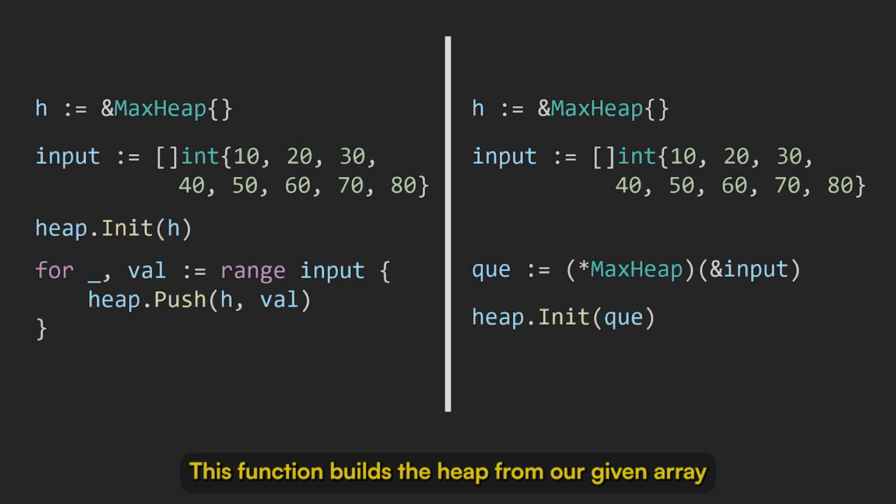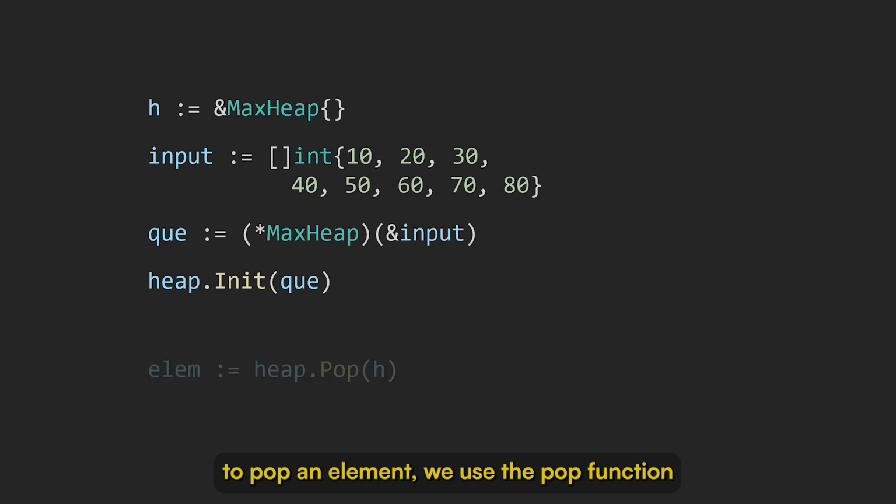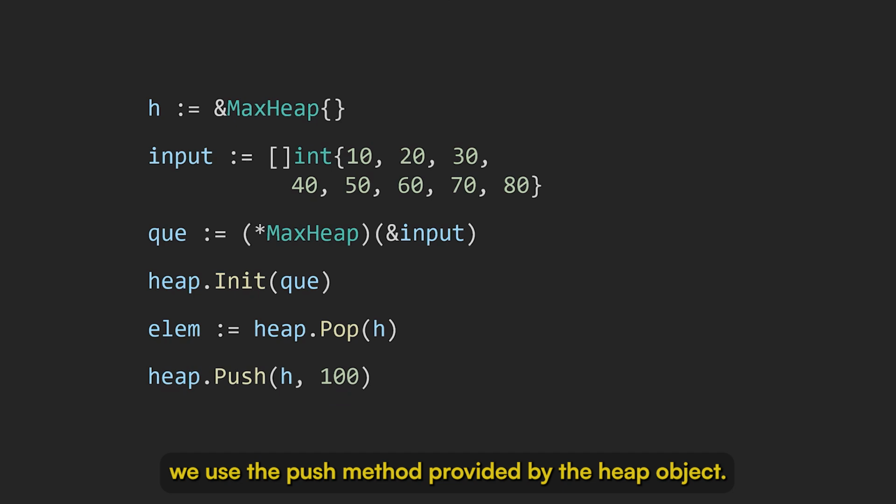This function builds the heap from our given array, and the implementation would be similar to the build heap function that we have already discussed in a previous video. And as we have already seen, to pop an element we use the pop function provided by the heap object. We need to pass the pointer to our heap array to the pop function. To use the push function, we use the push method provided by the heap object again. We need to pass the pointer to the heap along with the value that we need to add to the heap. So, step 1 is to declare the heap.